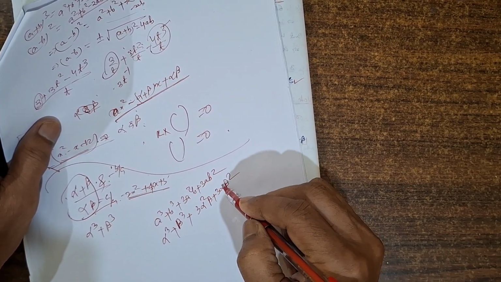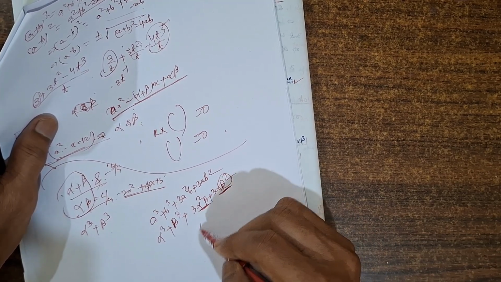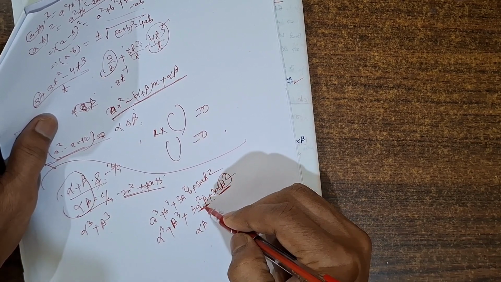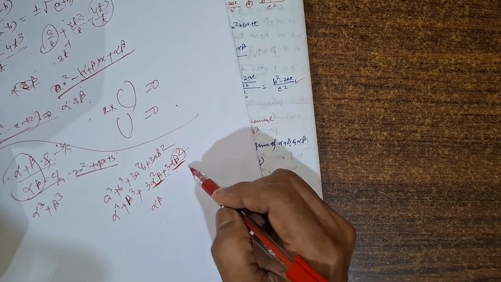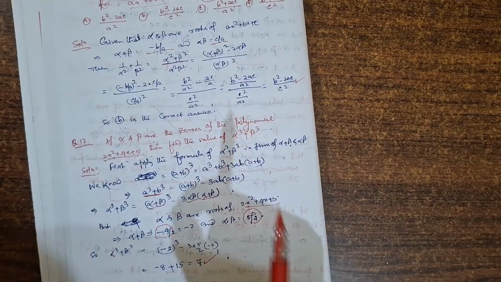we are not getting it, because alpha square beta is not known to us. Only alpha beta is known, not alpha square beta or alpha beta square. But if you take common, then you get alpha plus beta. Okay, so these things are to be kept in mind.